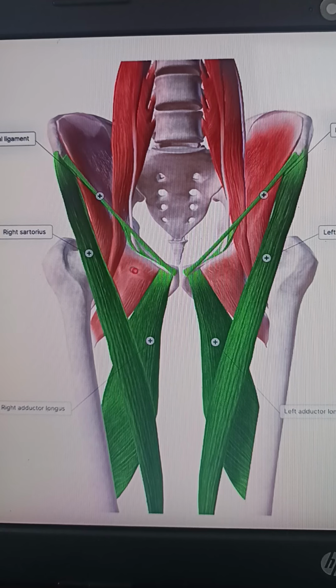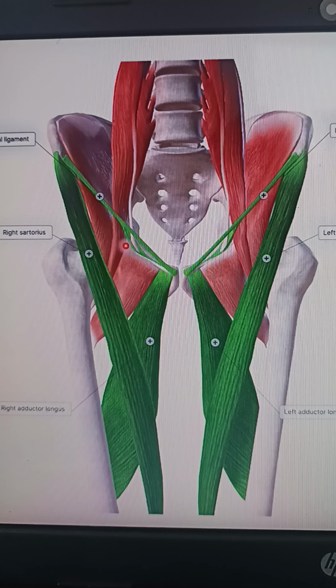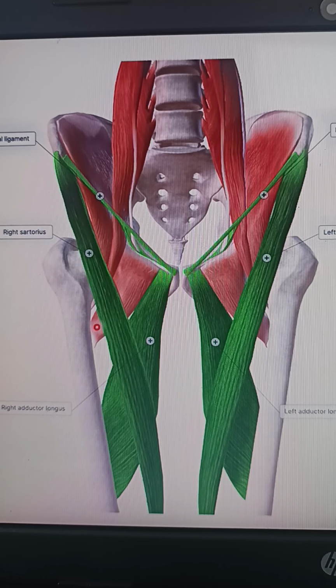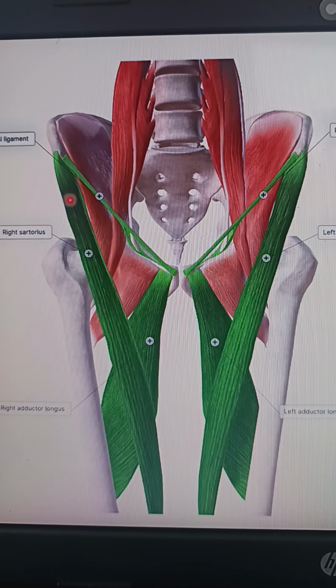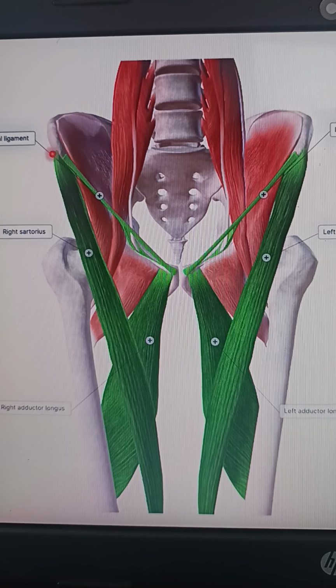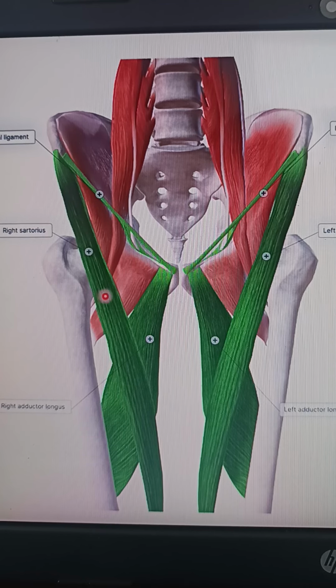One more muscle which is also a flexor, a weak flexor of the hip joint, is the pectineus. This arises from the pectineal line here and gets inserted into the lesser trochanter. So together these three muscles help in the flexion of the hip joint. Now laterally you can see the sartorius arising from the anterosuperior spine, crossing the hip joint and going down to the knee joint. So this is also a flexor.